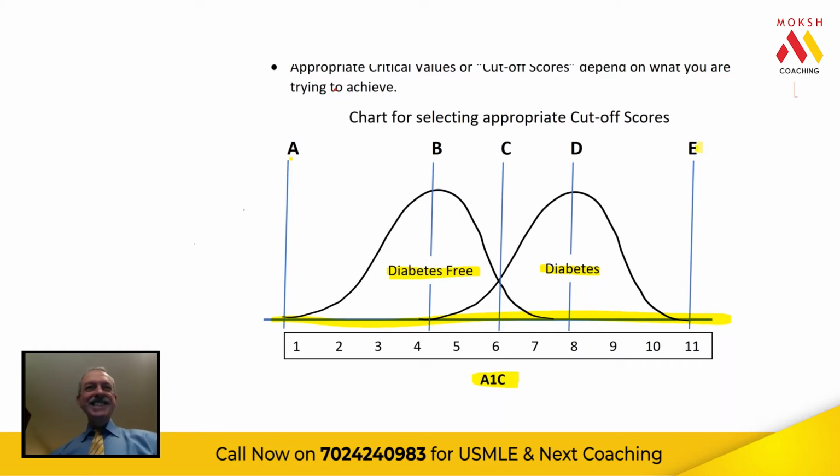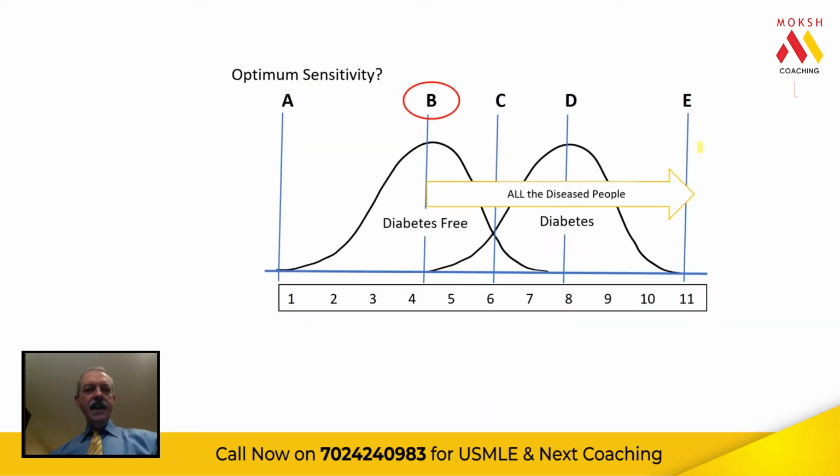I want to get best sensitivity. Well, that answer would be, of course, B as in boy. Not D, B. Because from the B line over to the right, I have absolutely all the people that are diabetic, right? Please note, if I were to choose D, I'd only have half the diabetics on one side and half on the other side. That would be terrible sensitivity.